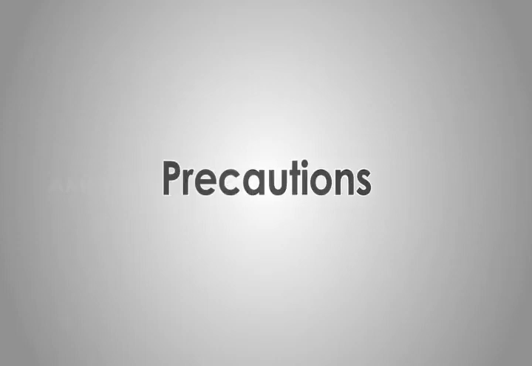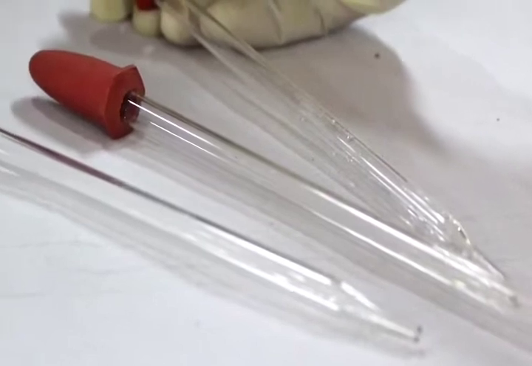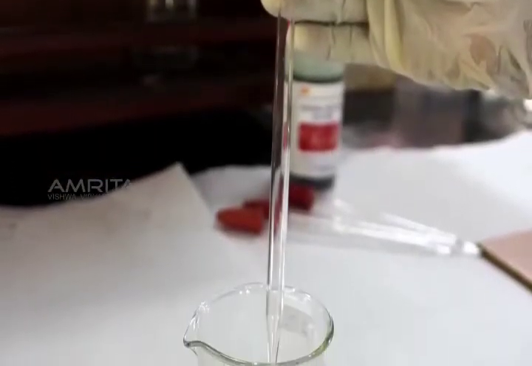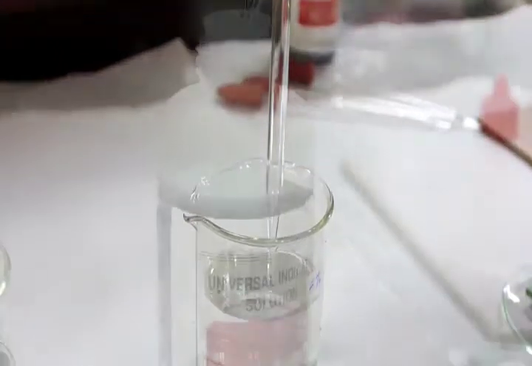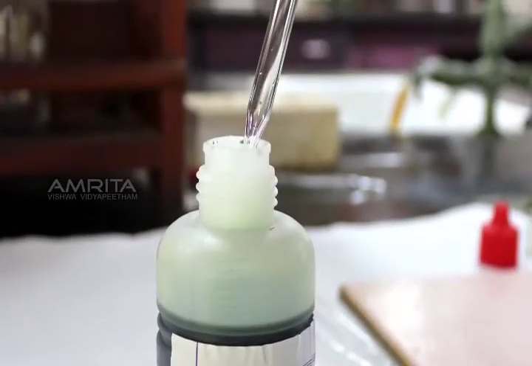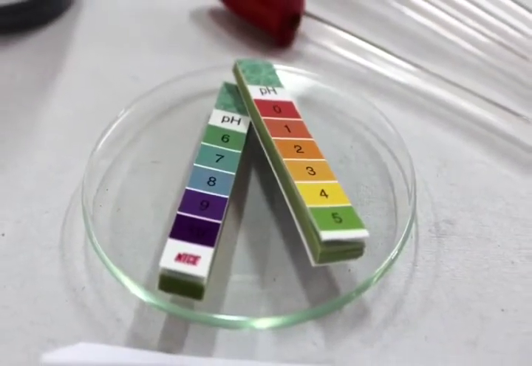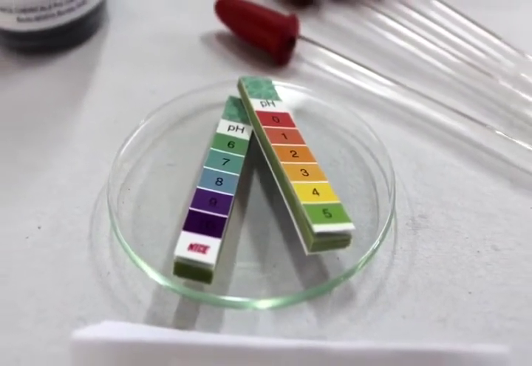Precautions. If you are using the same dropper for the test of all samples, ensure that it has been properly washed with water after every test. Make sure that the pH strips are kept away from chemical fumes.